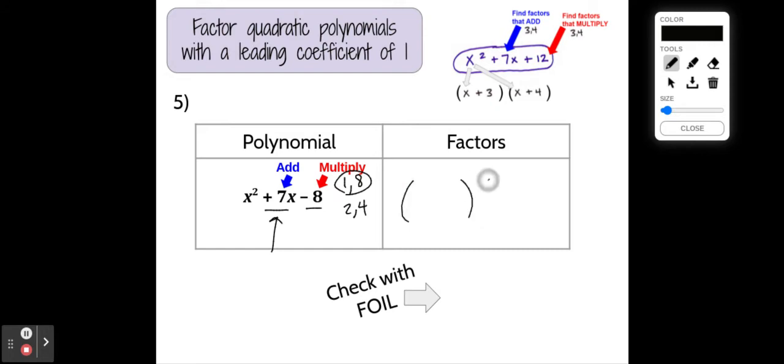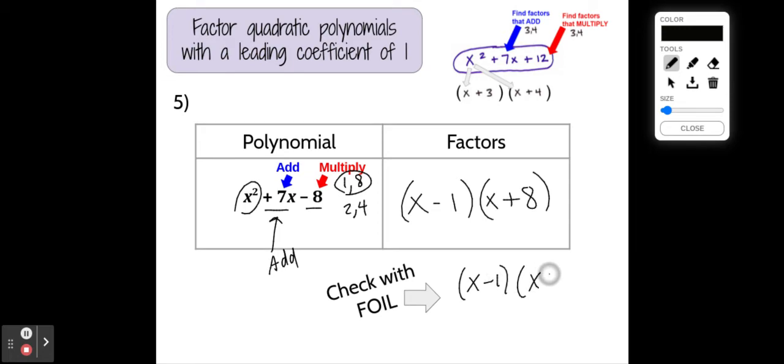So we're going to start with our binomials. We know x times x is the only way to get x squared. We're going to use the numbers 1 and 8 as our last terms because they multiply together to give us that 8. Now to get a 7, remember they have to add together to get the positive 7. So that would mean we have to have a positive 8 and a negative 1 to add them and get a positive 7. So here are our factors. It's really that simple.